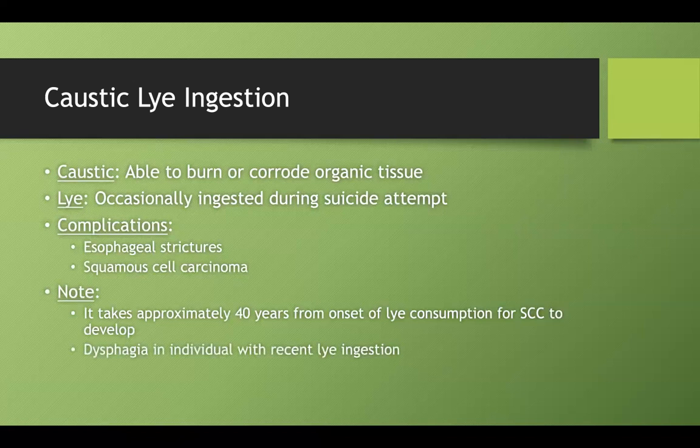So on tests, they might give you, hey, this person ingested lye. 6 months later, they're coming back. What's wrong with them? And they'll put squamous cell carcinoma as an option, but it's way too soon for that to develop. If that's the test question, the answer is going to be esophageal stricture because that can happen pretty quickly.